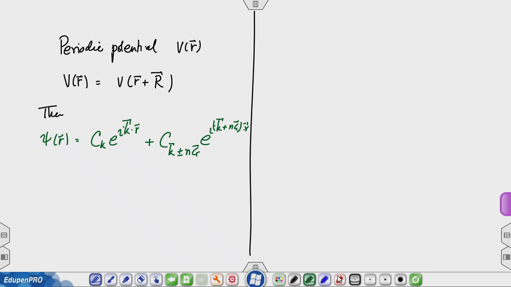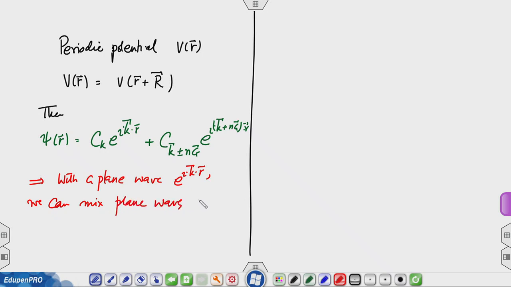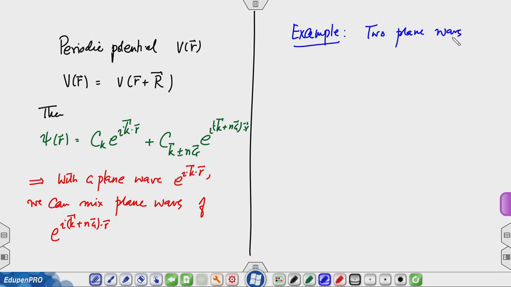So what it means is that with a plane wave e^{ik·r}, we can mix plane waves of the wave vector k plus nG, and the example that we took was two plane waves mixed.